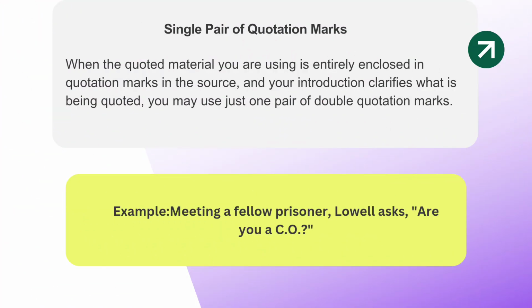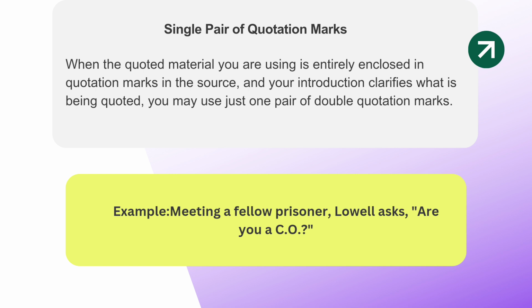And here we have single pairs of quotation marks. So let's see what this is good for. Sometimes you may only need one set of double quotation marks for your entire quote, especially if it is straightforward or the context is clear. This happens when you introduce the quote clearly and do not need any extra punctuation. So let's see an example.